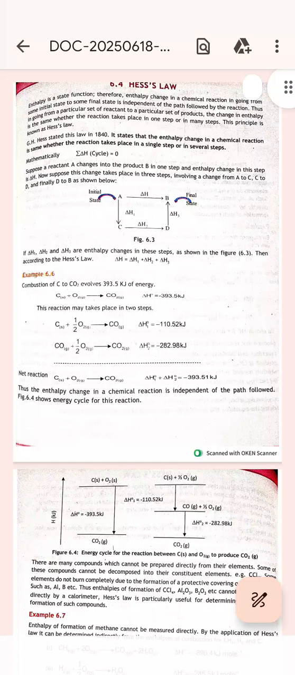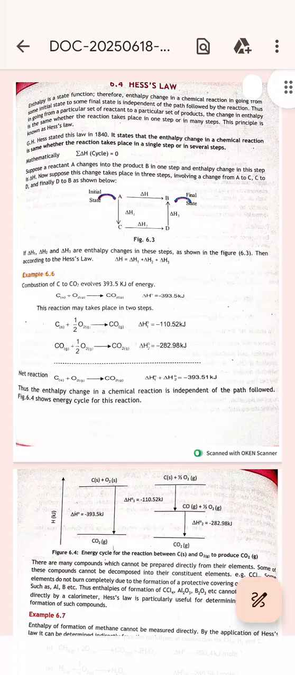Thus, in going from a particular set of reactants to a particular set of products, the change in enthalpy is the same whether the reaction takes place in one step or in many steps. This principle is Hess's law, and it was given by G.H. Hess in the year 1840. Mathematically, we represent it as sigma del H cycle is equal to 0.